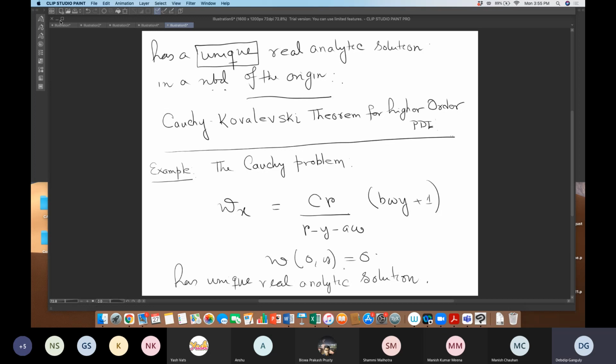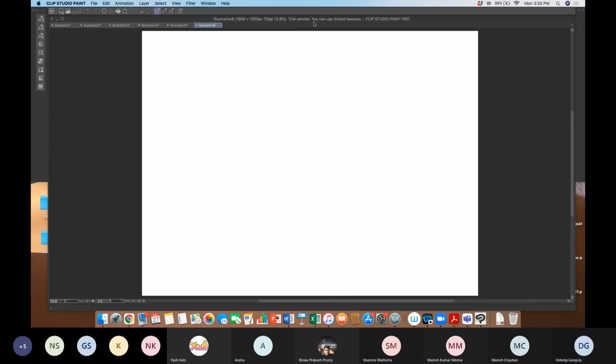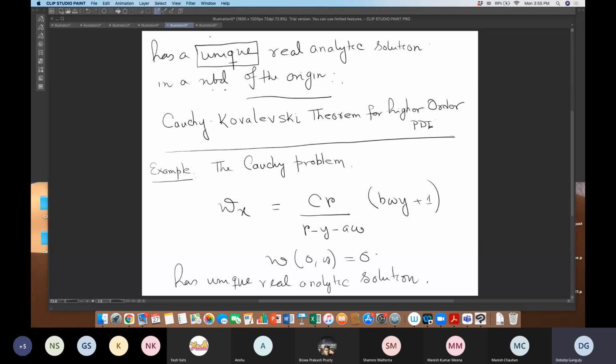Let me solve this problem. First of all, let us define a new function g(y, z) equal to c r over r minus y minus a z. You know what g is; I have just taken this.